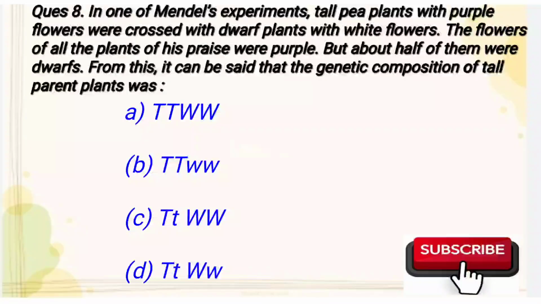In one of Mendel's experiments, tall pea plants with purple flowers were crossed with dwarf plants with white flowers. The flowers of all the plants of his progeny were purple, but about half of them were dwarf. From this, it can be said that the genetic composition of tall parent plant was option C is the correct option.